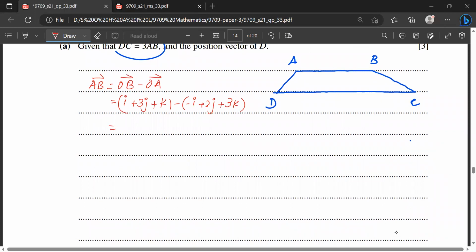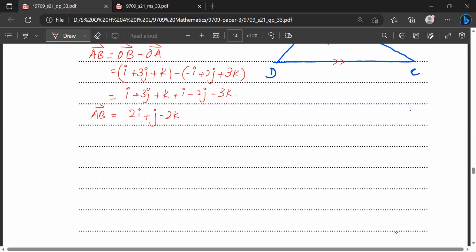Yes, these two are parallel. I plus 3J plus K plus I minus 2J minus 3K. Simplify: 2I plus J minus 2K. This is vector AB.